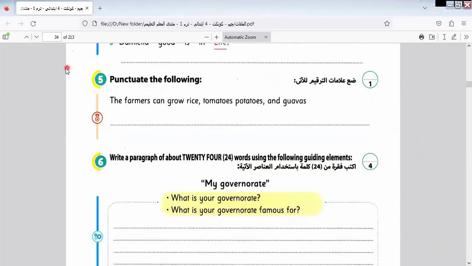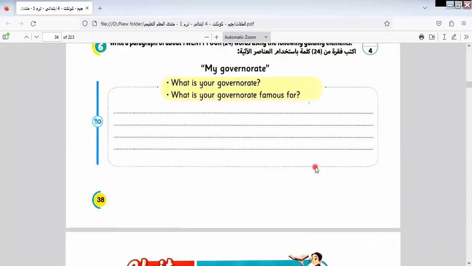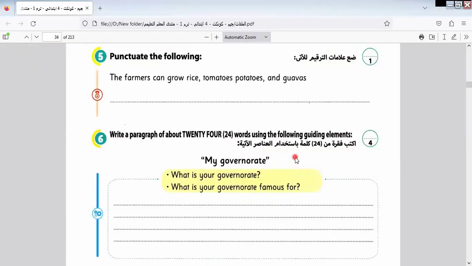As we told you before, we underline the wrong letter that we corrected. The farmers can grow rice, tomatoes, potatoes, and guavas. So here the punctuation will be a comma here, okay? And at the end of the sentence I put a full stop. There isn't anything wrong in the capital or small letters, okay? I will leave this to do as homework. We took it in the lesson. You can study the lesson and write from the ideas in the lesson.